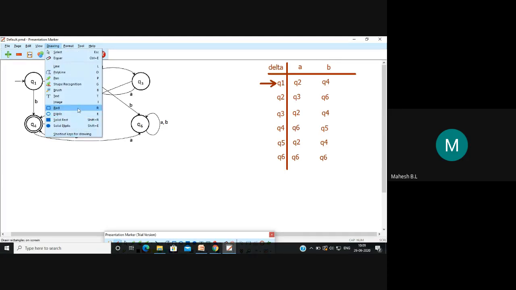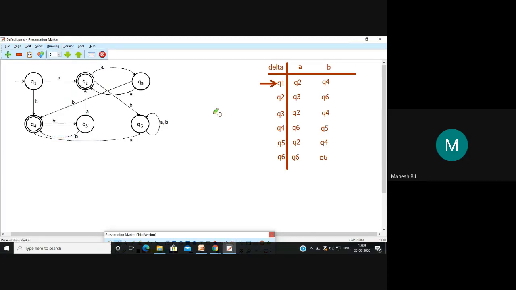So there are two accepting states. One is Q2, another one is Q4. So you have Q2 and Q4 as the accepting states. Like this you can indicate in the transition table. So Q1 is the initial state, Q2 and Q4 are the accepting states.